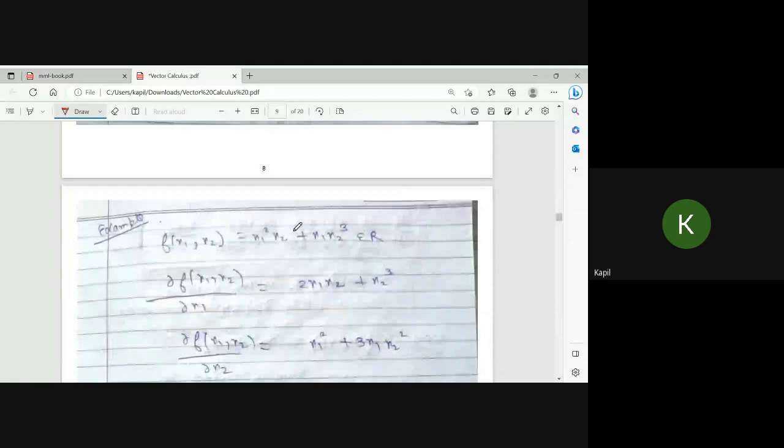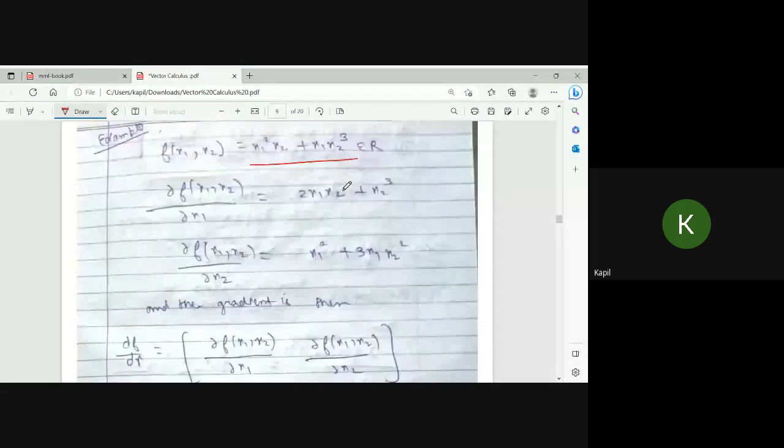Example: this is f of x1, x2. Firstly, we find the partial derivative with respect to x1, then x2, and then we collect them as a matrix, which becomes 1 cross 2.